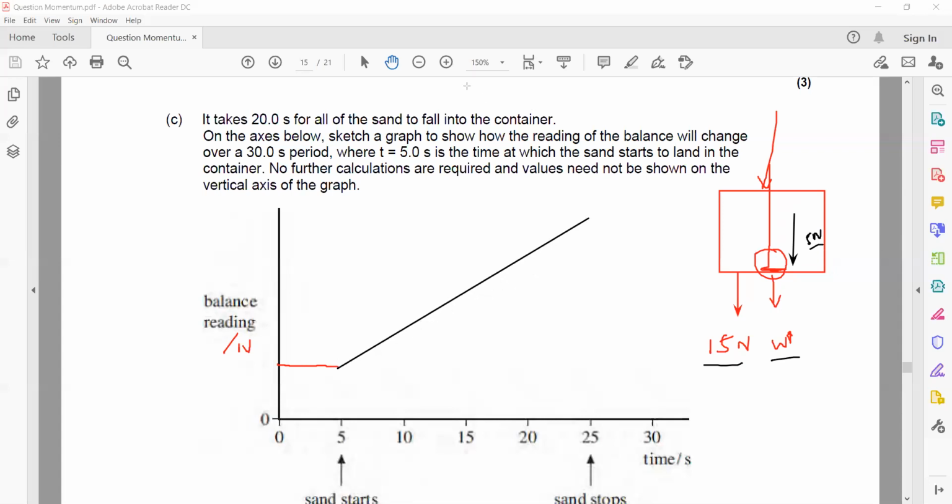Once all of the sand has been transferred to this container, this 5 newton force, which was due to the change in the momentum of the sand, will no longer be there. So if this 5 newtons is not there, what will happen? The weight of the container, basically the downward force, will decrease. Is it clear, this part?